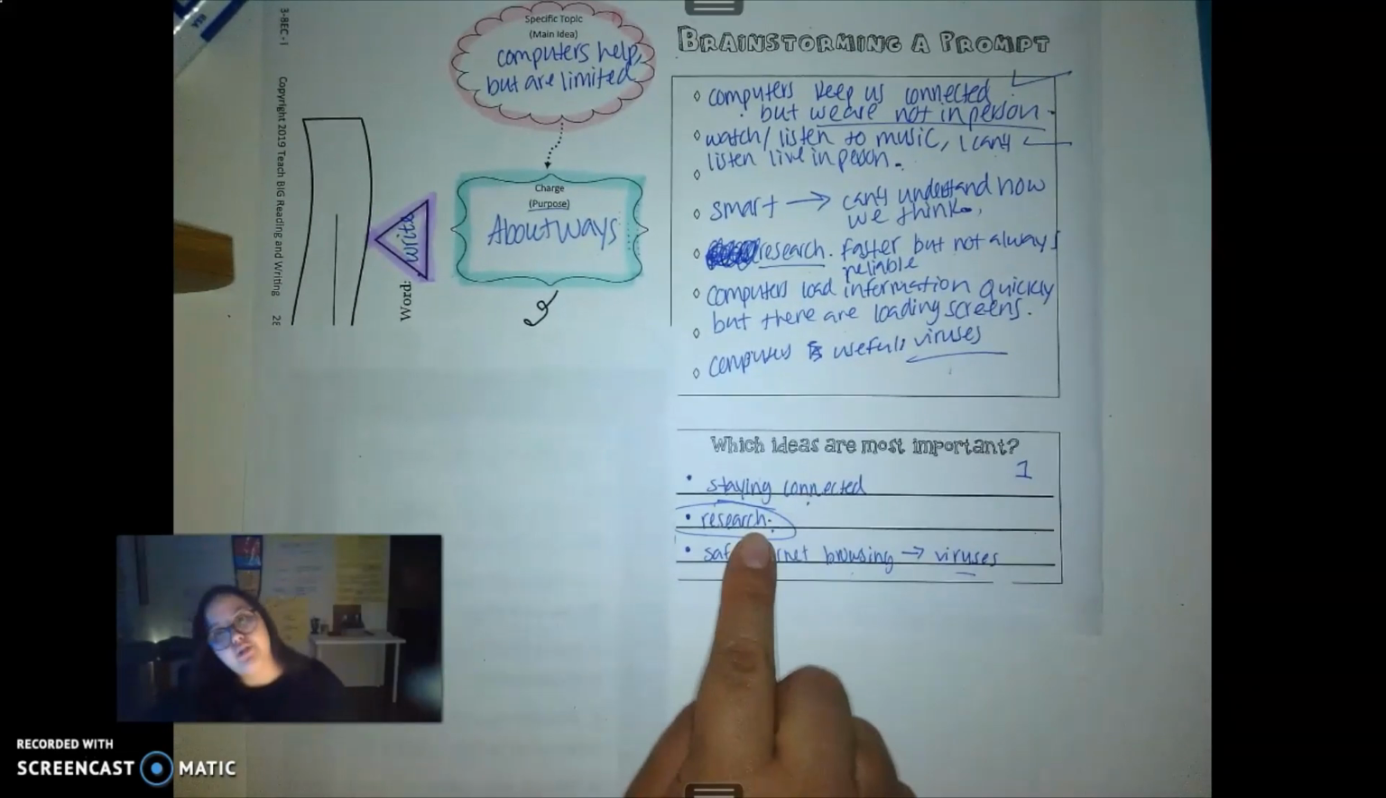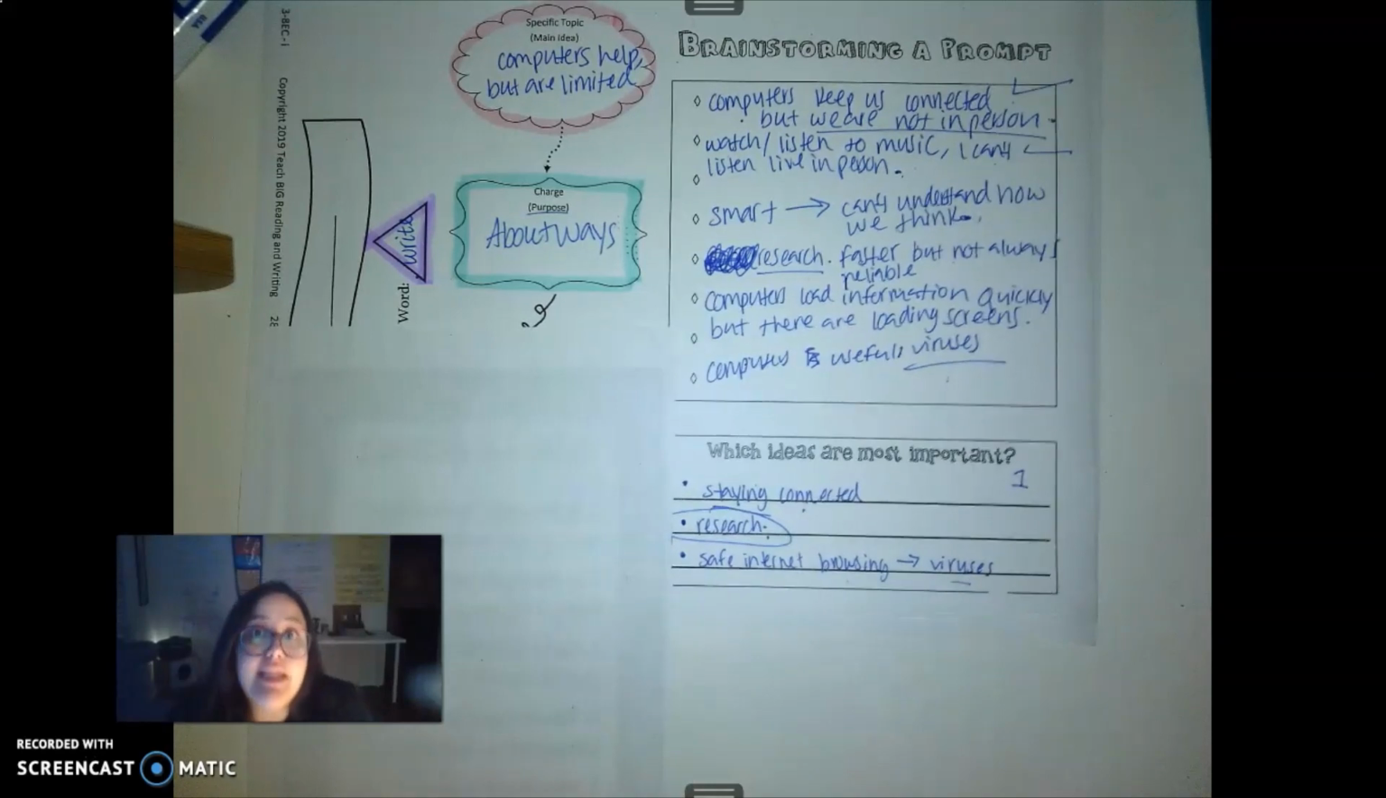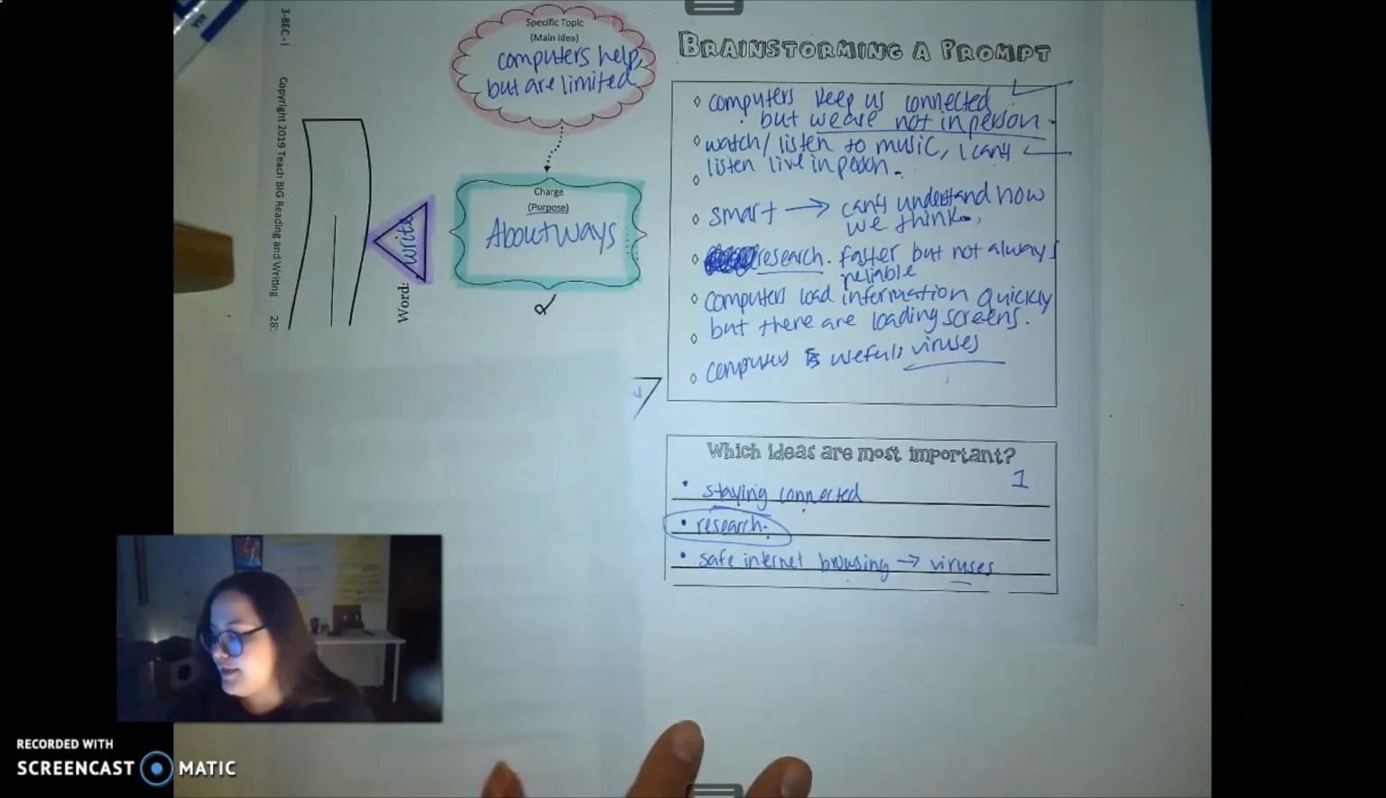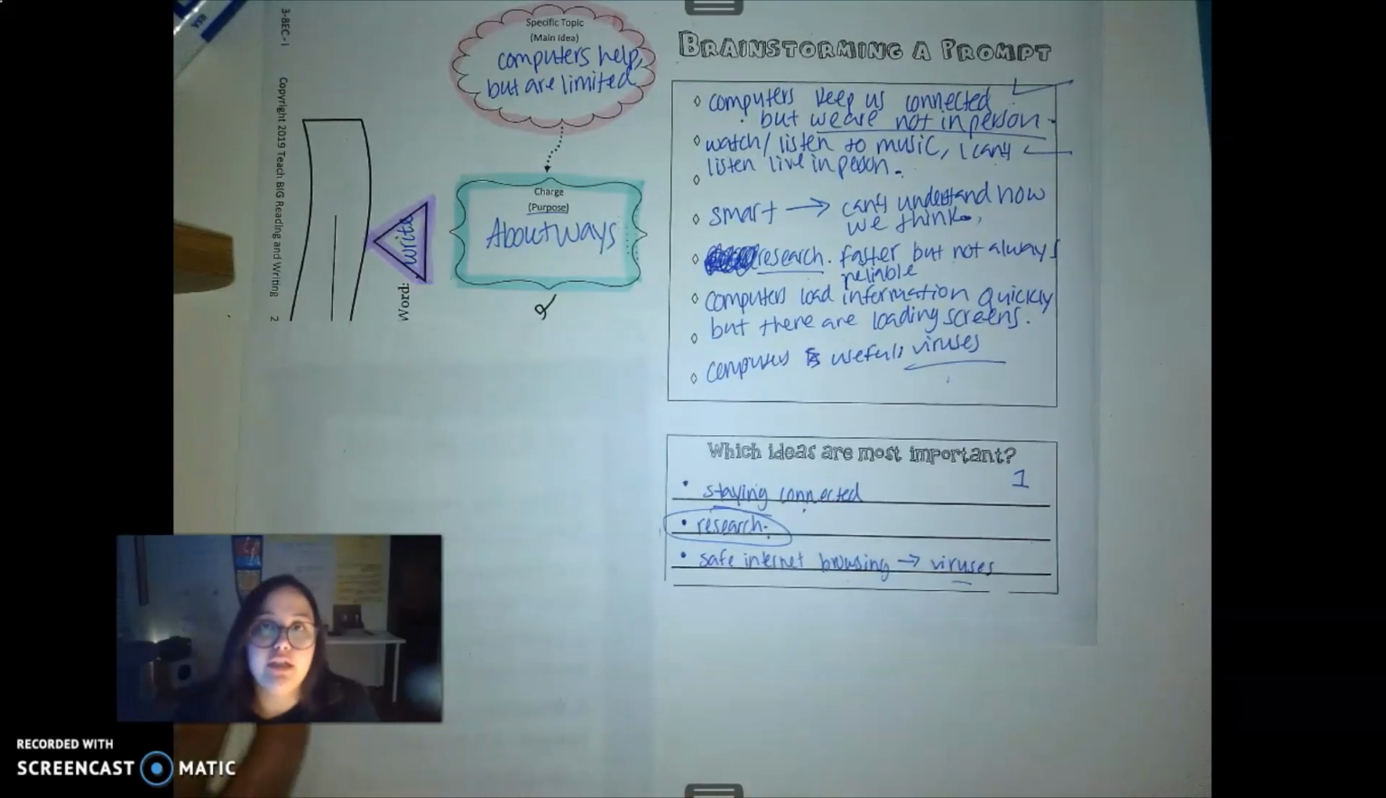I decided to choose research because this is something that I know a lot about. It's something that I can give examples for. And it's something that I feel passionate about because it's very important when you're looking for an answer to a question, or you're looking for some information to help you with a research project or any kind of project, really.